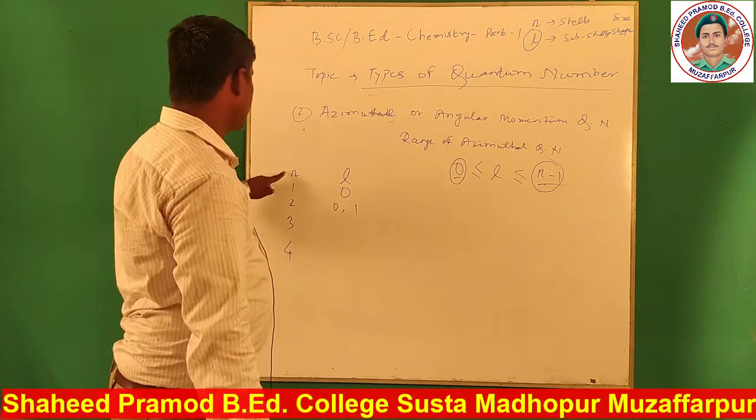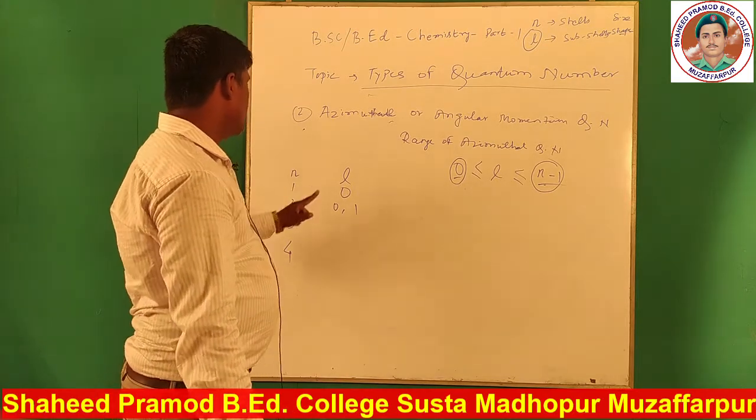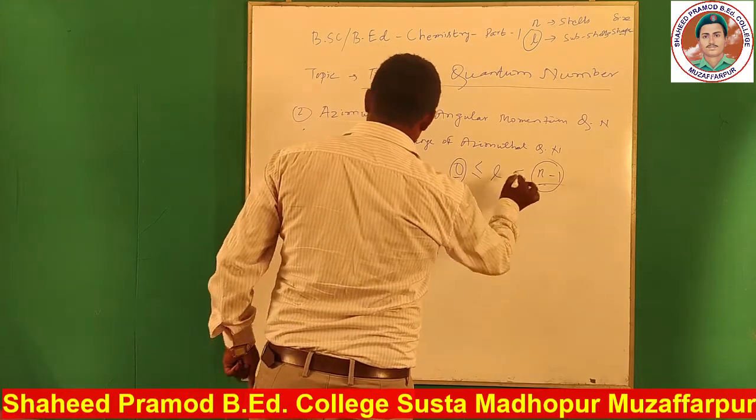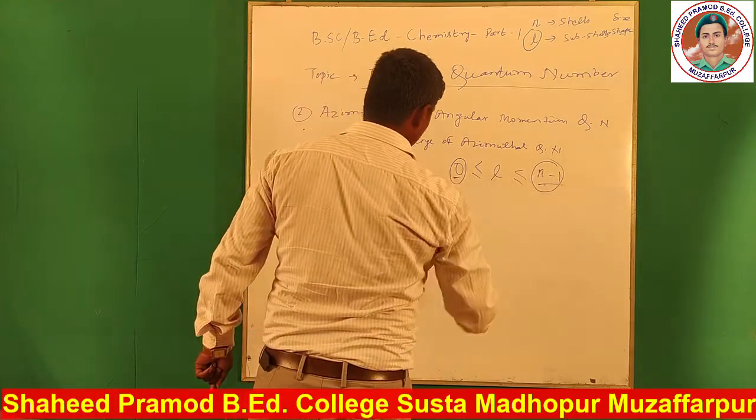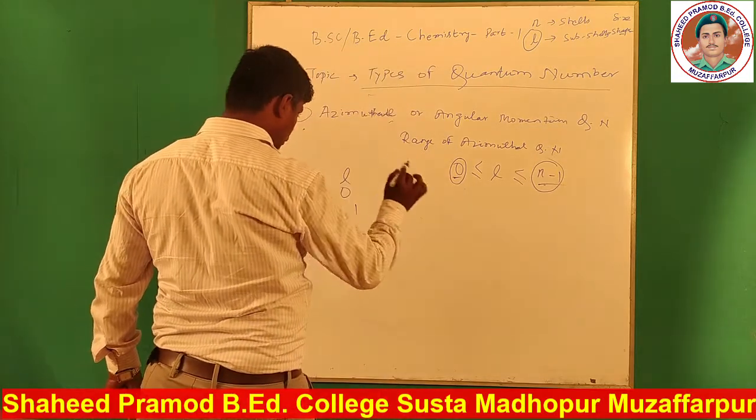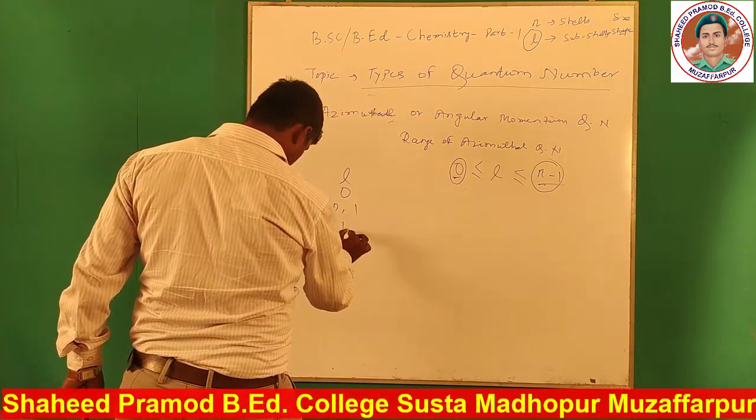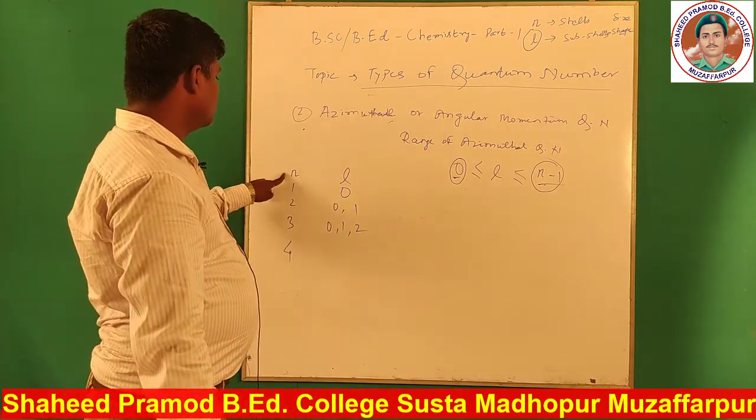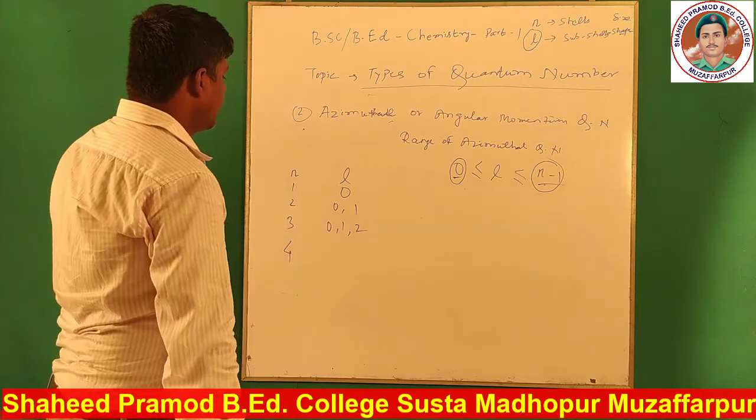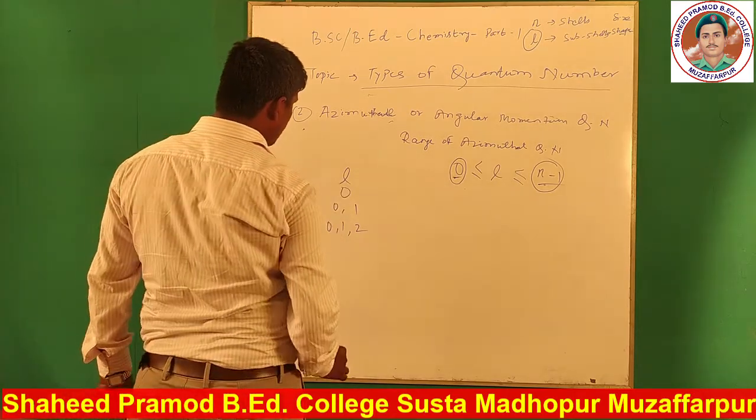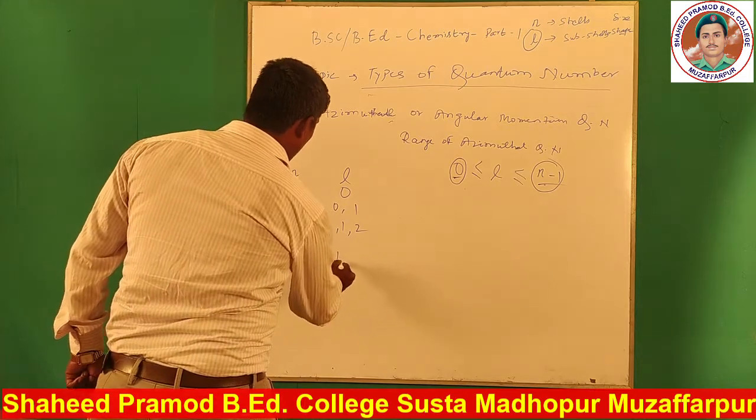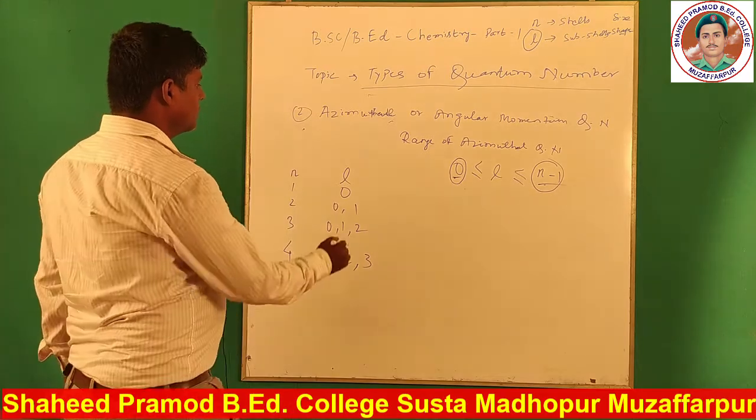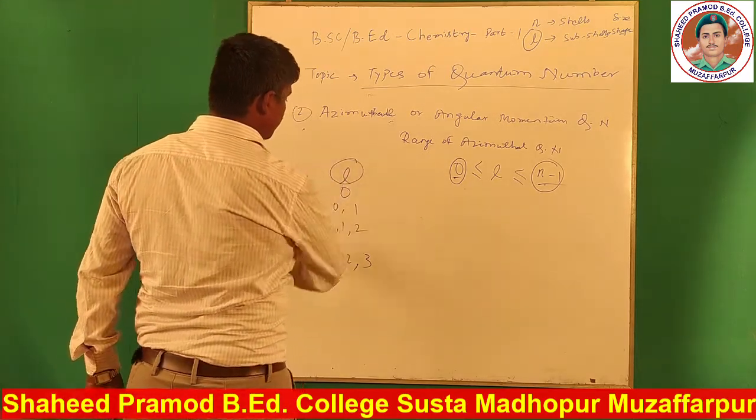For n equal to 3, the value of L will be from 0 to n minus 1, which is 2. So, values starting from 0 to 2. So, this will be 0, 1 and 2. Likewise, for principal quantum number equal to 4, the value of L will be 0, 1, 2 and 3. So, this is the value of azimuthal quantum number.